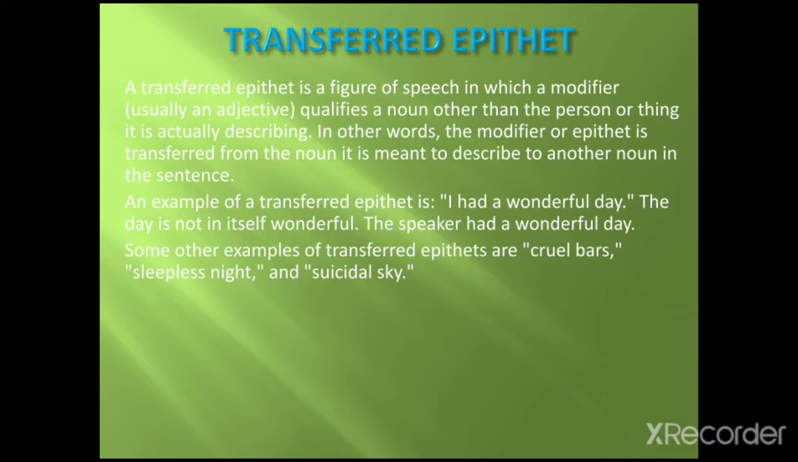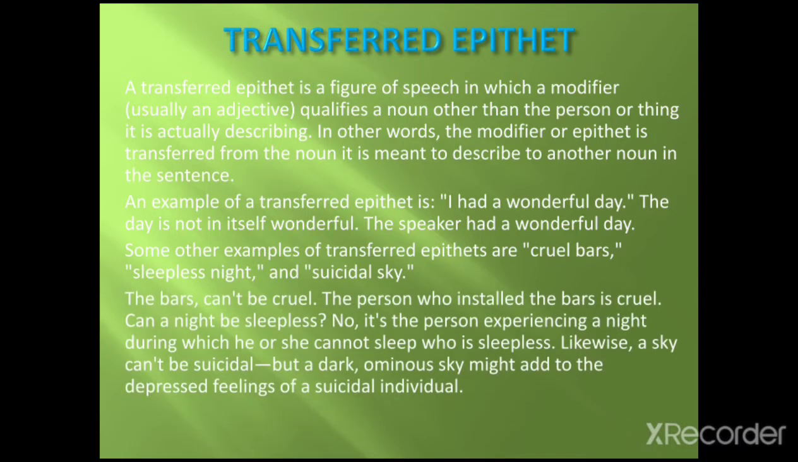Some other examples of transferred epithets are cruel bars, sleepless night, and suicidal sky. The bars can't be cruel. The person who installed the bars is cruel. Can a night be sleepless? No. It is the person experiencing a night during which he or she cannot sleep who is sleepless. Likewise, a sky can't be suicidal, but a dark, ominous sky might add to the depressed feelings of a suicidal individual.